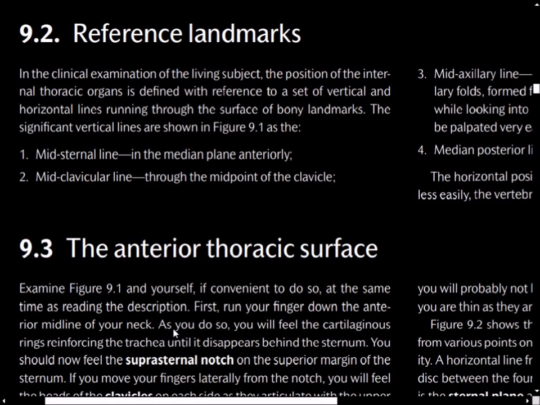Reference landmarks. In the clinical examination of the living subjects, the position of the internal thoracic organs is determined with reference to a set of vertical and horizontal lines running through the surface of the body. Landmarks. The significant vertical lines are shown as the midsternal line in the median plane anteriorly, the midclavicular line through the midpoint of the clavicle.